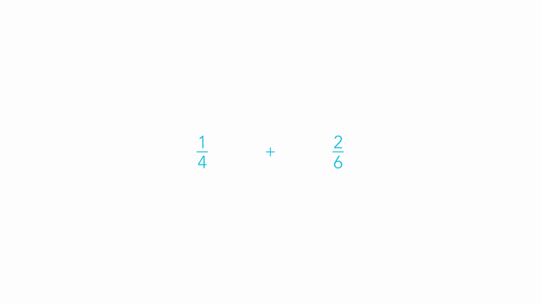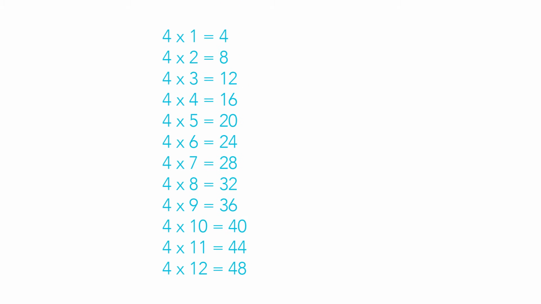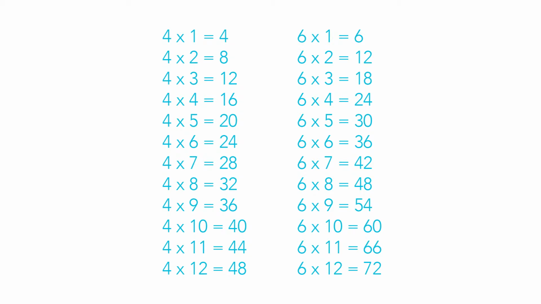I need to find the lowest common multiple of both of the denominators. This is where knowing my times tables will really help me out. I can see that 12 is a multiple of both 4, 4 times 3 equals 12, and 6, 6 times 2 equals 12. So I will change both of the denominators to 12 by multiplying 4 times 3 and 6 times 2. With fractions, you need to do the same to the top as you do to the bottom. So I need to multiply 1 times 3, which is 3, and 2 times 2, which is 4.